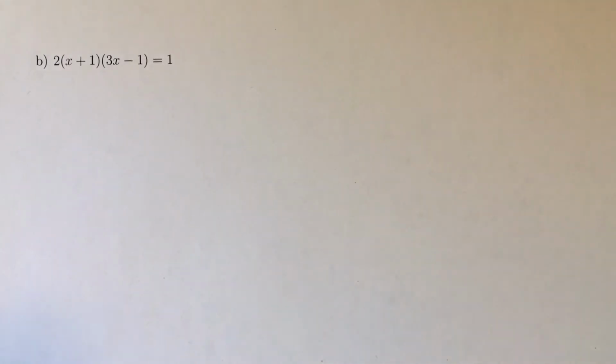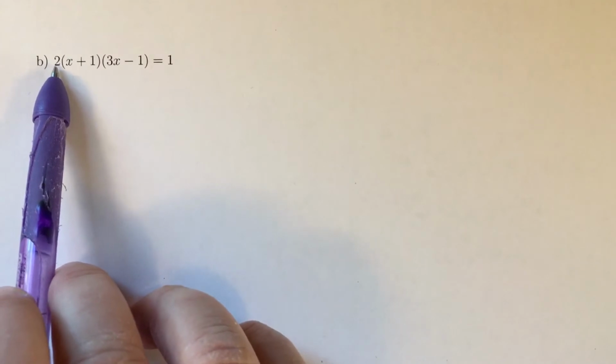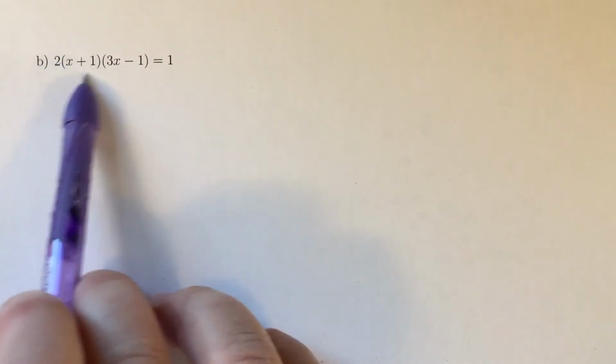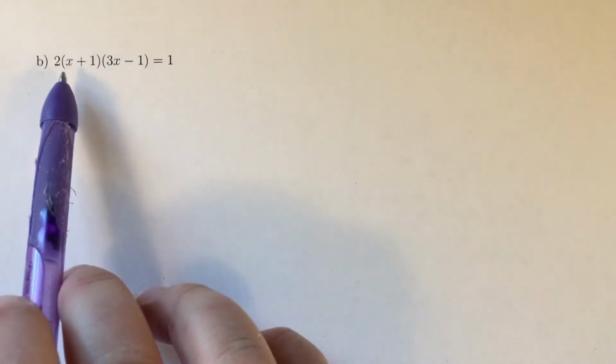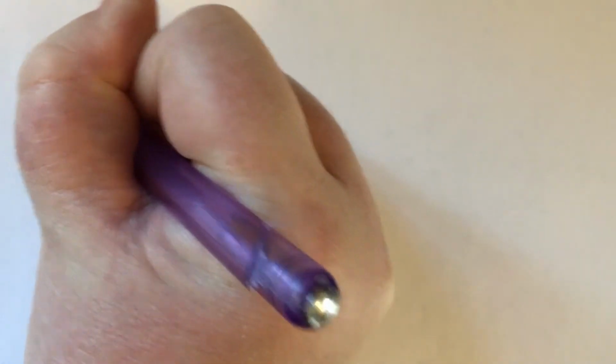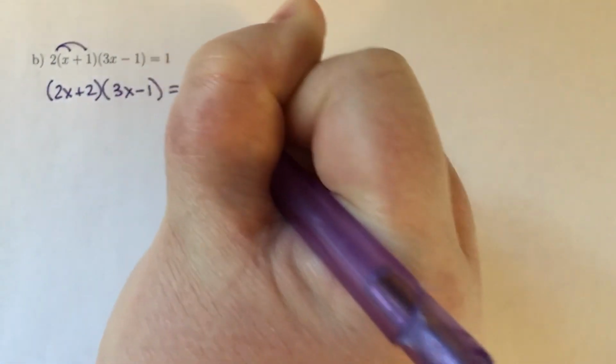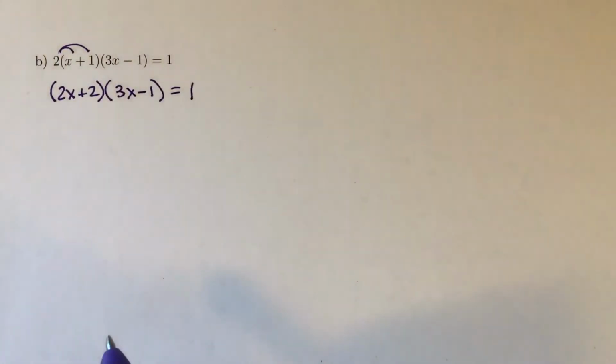Now, there are a few different ways that we can go about this. You can multiply the 2 first, as long as it's just in one of the parentheses. You can multiply the 2 after you FOIL. I'm going to multiply the 2 just in this first parenthesis. So I get 2x plus 2 times 3x minus 1, and we'll deal with that equals 1 after we multiply this out.